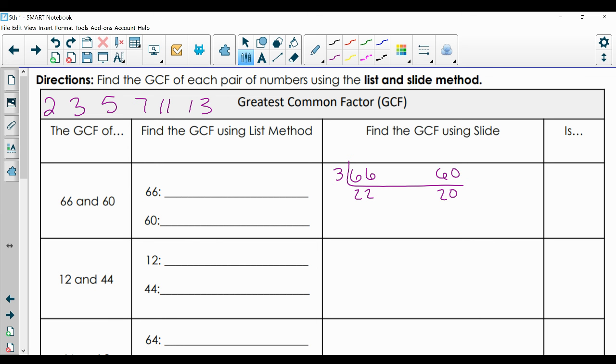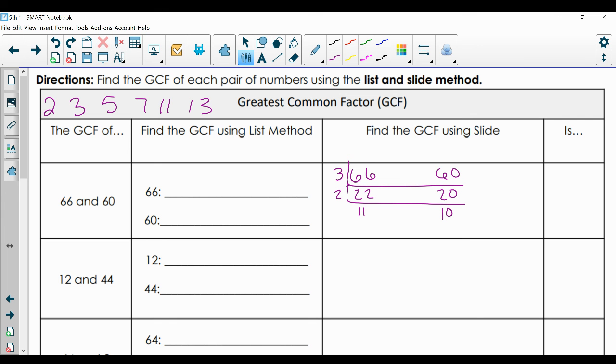They're still even. So can we quit? No, ma'am. We could do 2. You can try 2. 22 divided by 2 is 11. 20 divided by 2 is 10. They're not even. All right.